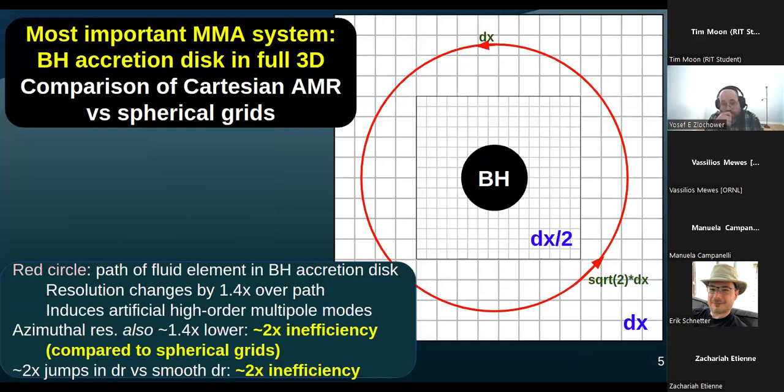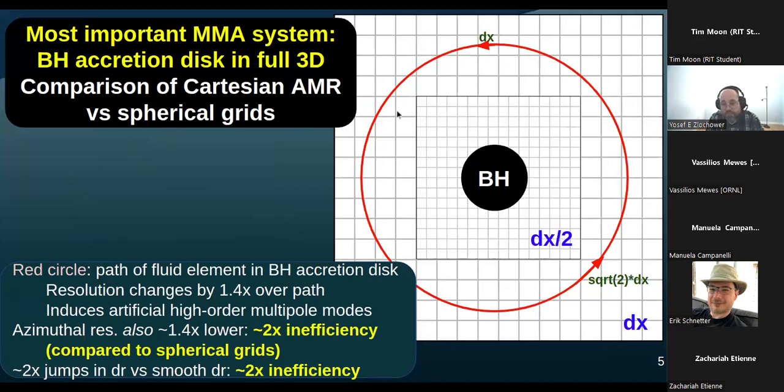Let's consider, in that spirit, the most important multi-messenger astrophysics system. That's a black hole accretion disk that we want to model in full 3+1 dimensions. And here we're going to compare Cartesian AMR versus spherical grids. This is a back of the envelope estimate, and it really is what motivated the work that brought about this TCAN. So consider the path of a fluid element in a black hole accretion disk.